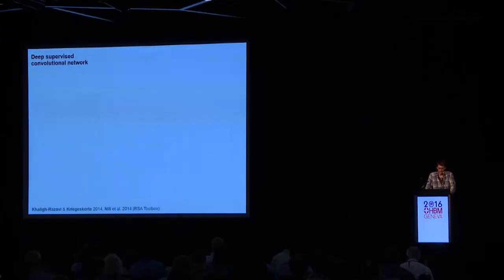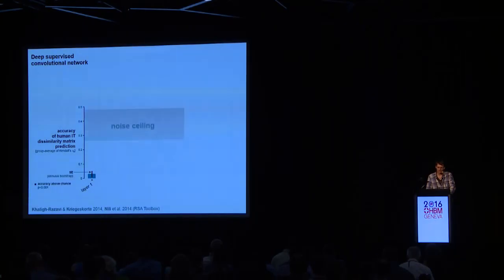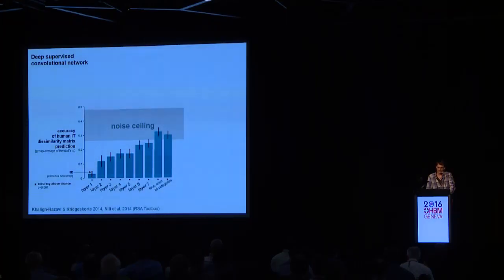The model that we've been most successful with has been a deep supervised convolutional network. So here again, I'm going to show you the accuracy of the human IT dissimilarity matrix prediction. And layer one of the model explains significant variance, but a very small amount of variance. And as we go up the layers, we get closer and closer to this noise ceiling. And with the final representations, we get into the noise ceiling and, in a sense, fully explain our data.